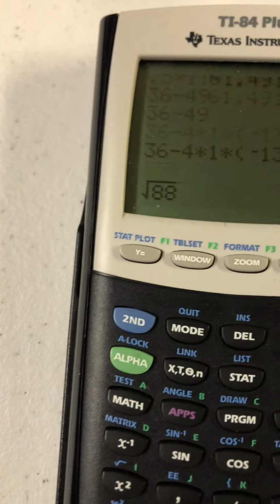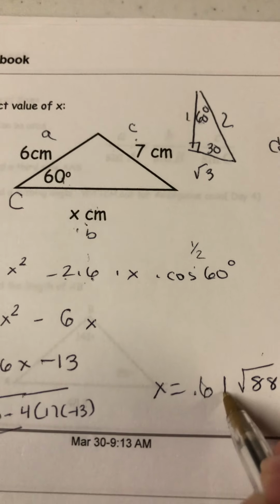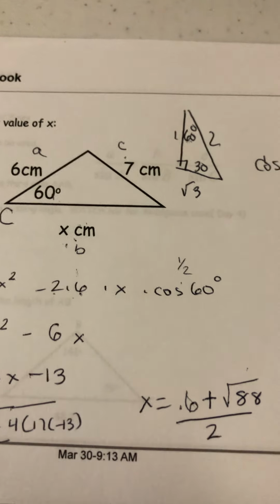Okay, 88. Now, let me take a look here. Square root of 88. Is that bigger or smaller? Let's see. The square root of 88 is much bigger than 6, so it doesn't make sense to keep the minus. So we're going to reject it right away, all over 2.